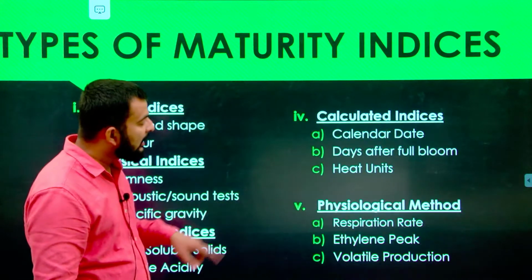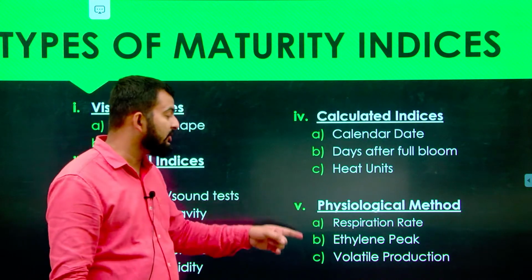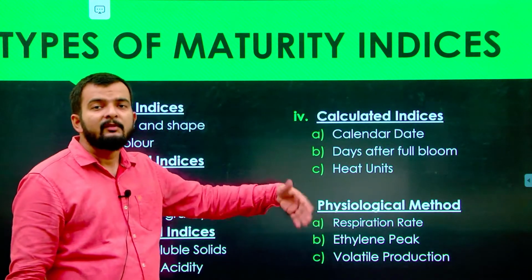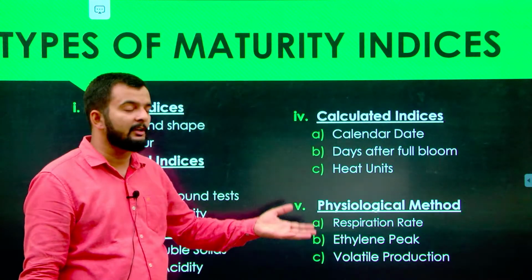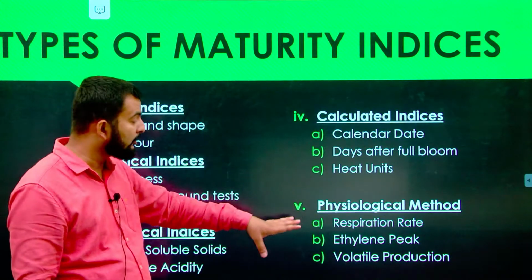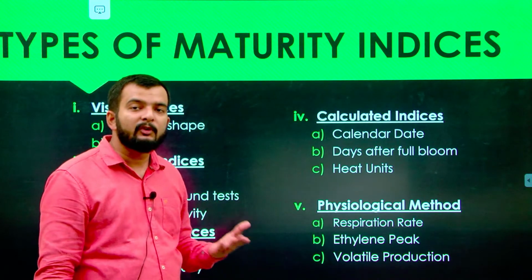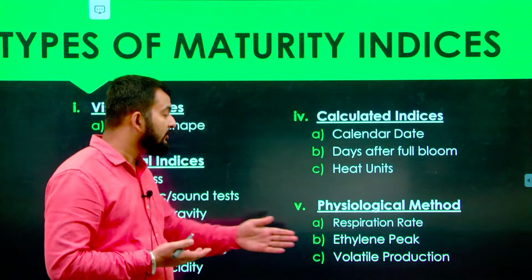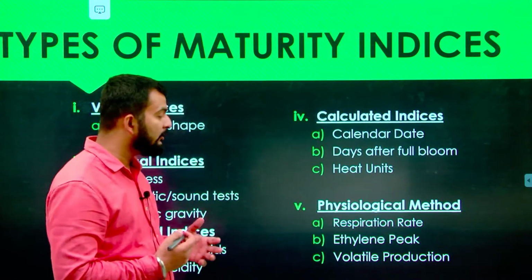Then we have physiological methods. Under physiological methods we have respiration rate, ethylene peak, and volatile production. Under respiration rate, we have seen that during ripening the respiration will increase and reach a peak. If we can identify that peak, we can know when to harvest the fruit or vegetable. Then ethylene peak. Ethylene is required for ripening, right? Fruits and vegetables produce ethylene for ripening. Again we can identify the ethylene peak and know when to harvest the fruit or vegetable.